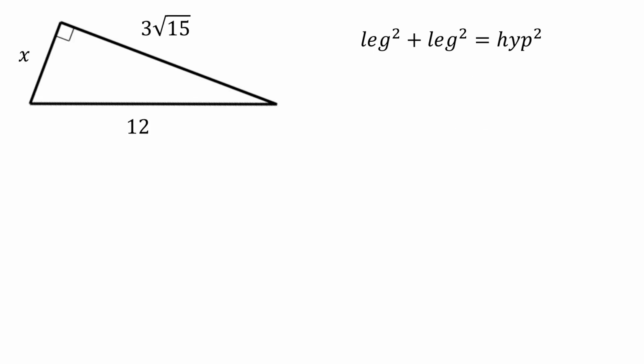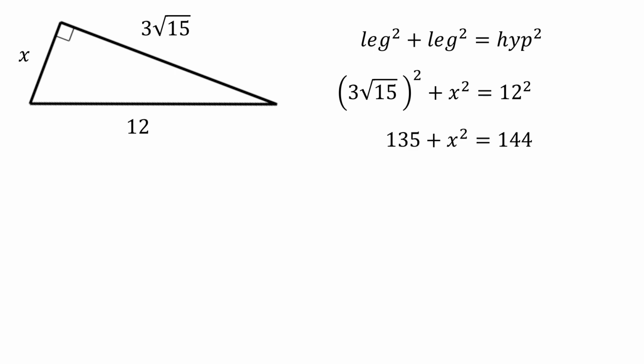Final example. Plugging in the hypotenuse and the leg, as we know, we can solve for x. Squaring everything and doing the math gives us 135 for the first term. You may want to hit pause at this point and square 3 radical 15 just to see that you do get 135. Now subtracting 135 tells us what x would have to be.